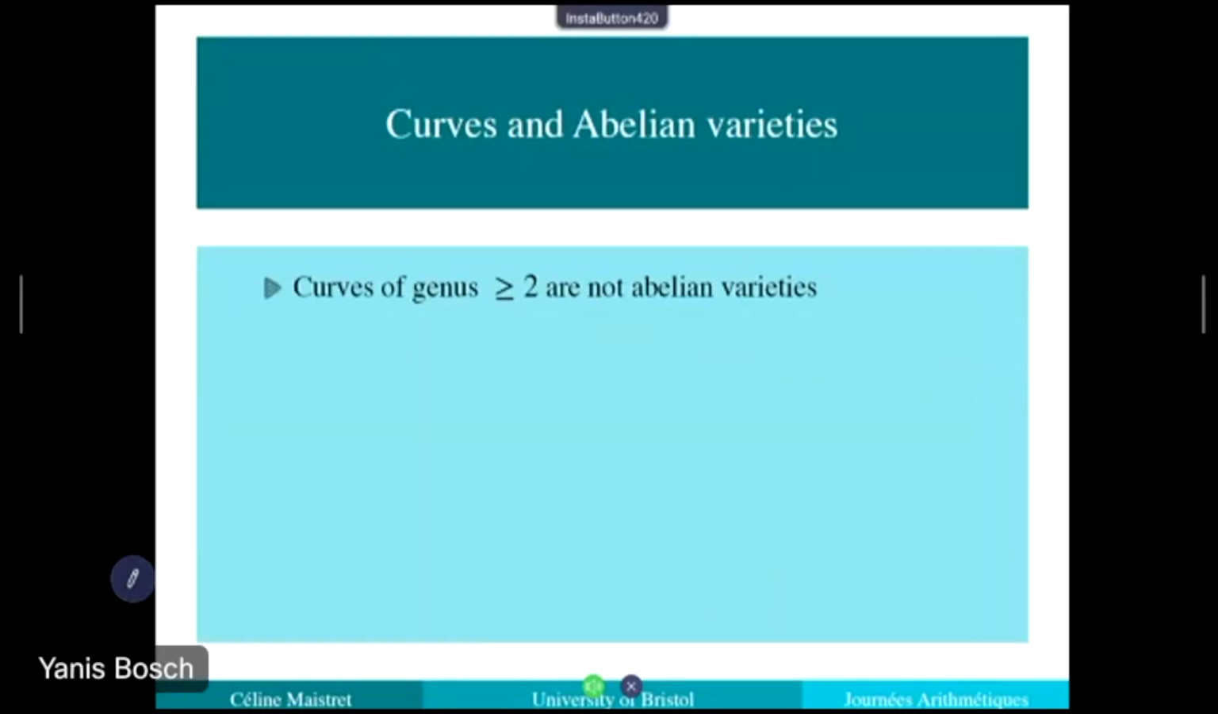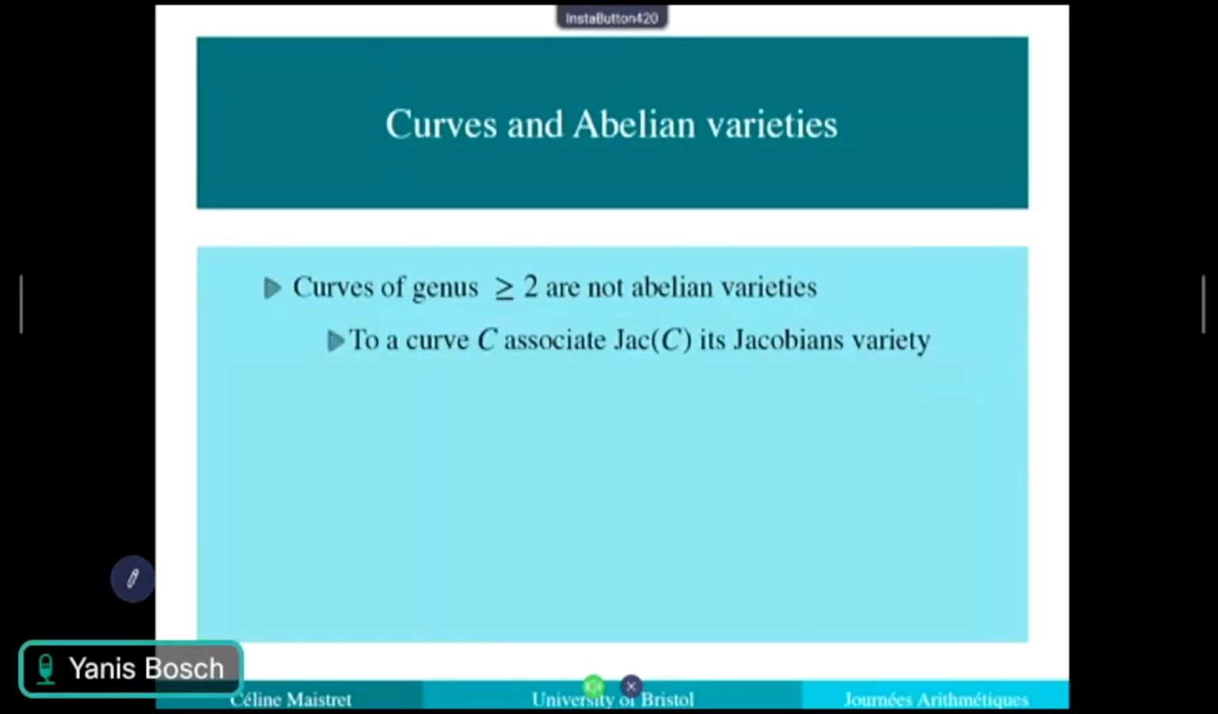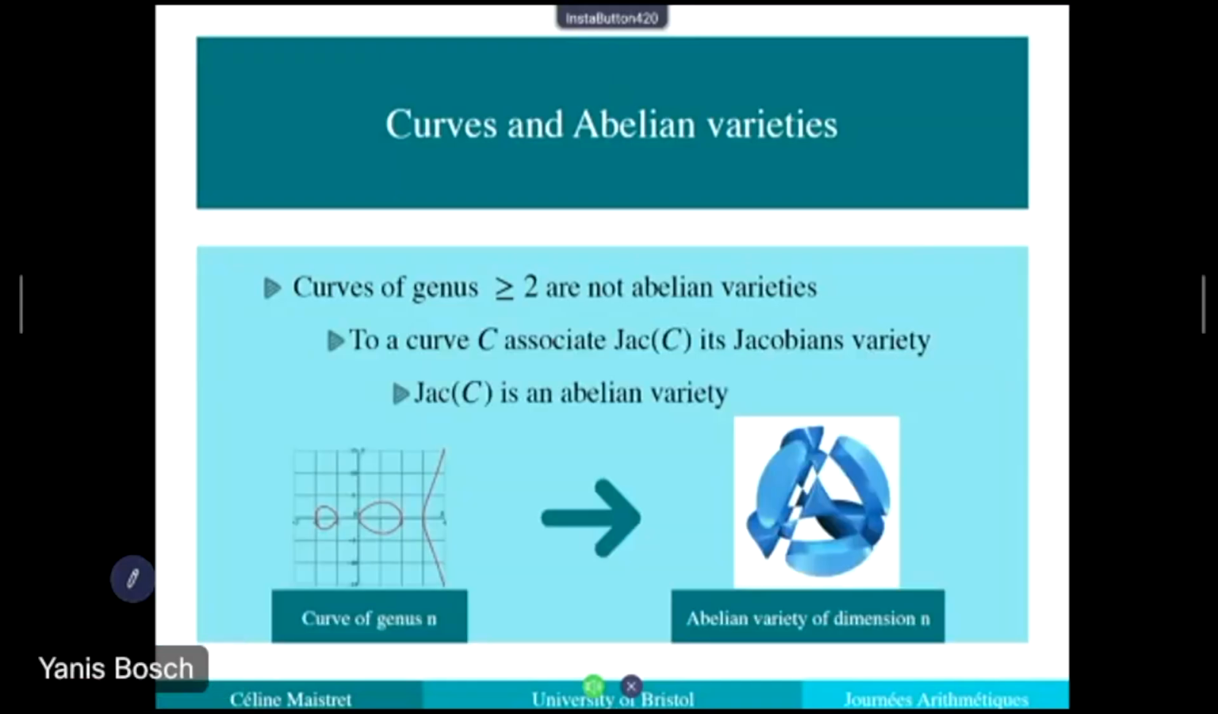But as I've done for genus 1 curves, you can always associate a Jacobian variety to a curve C. And when you do this, you do obtain an abelian variety. So this Jacobian variety is an abelian variety, and in general, if you give me a curve of genus n, then I will be able to associate an abelian variety of dimension n, namely its Jacobian.